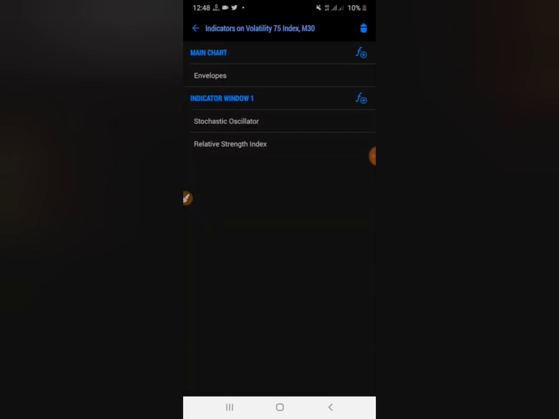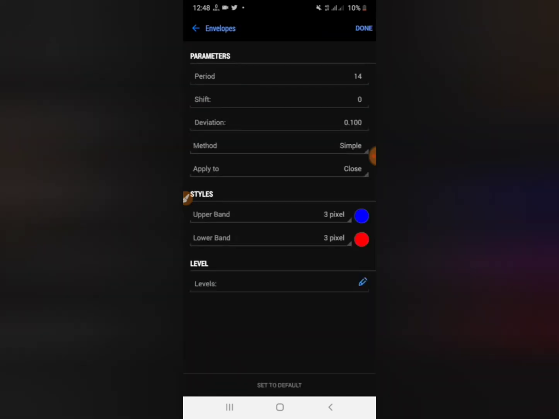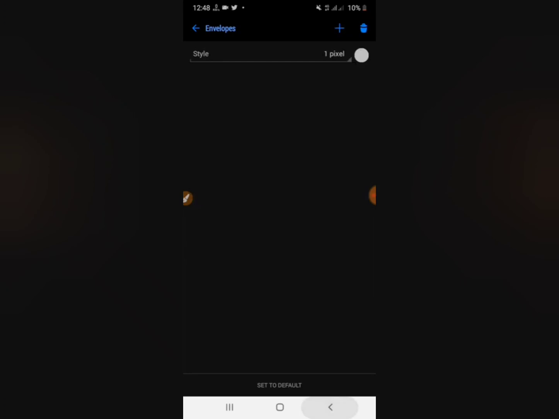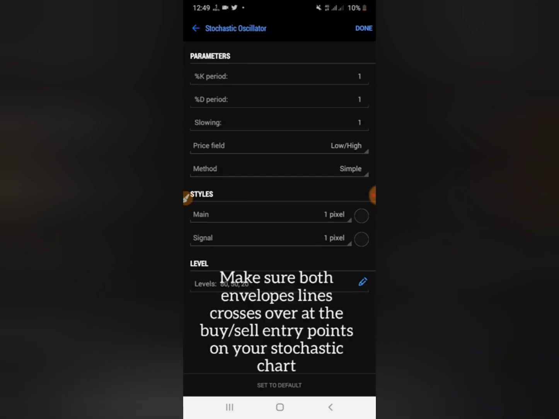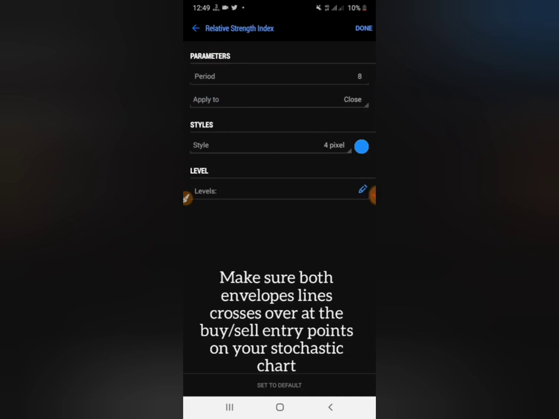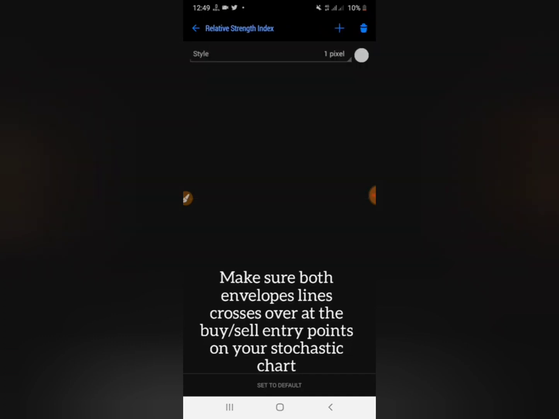Then you put the RSI lines in the stochastic chart. You also need the envelopes on your main chart, and the envelope settings are default. The envelopes are there just to let you know what to do when you hit the TP1 level, and of course the TP1 level is level 50. Sell entry point is level 80, buy entry point is level 20. As you can see, those are the setups right now on your screen.